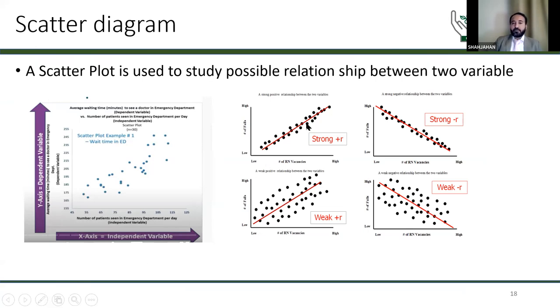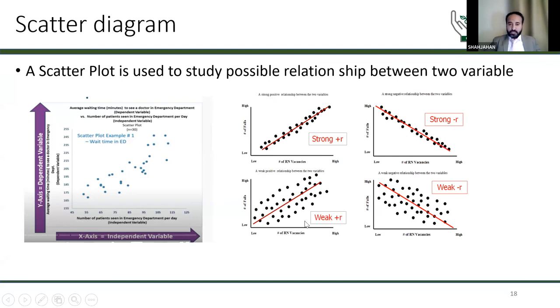But sometimes maybe they are wrong, like in this example. The example which we discussed before is the strong positive relationship which they are saying. But here in the other picture, the number of vacancies at this point is high, and the number of falls is decreasing. So if the number of falls is decreasing, it means this is a negative relationship.